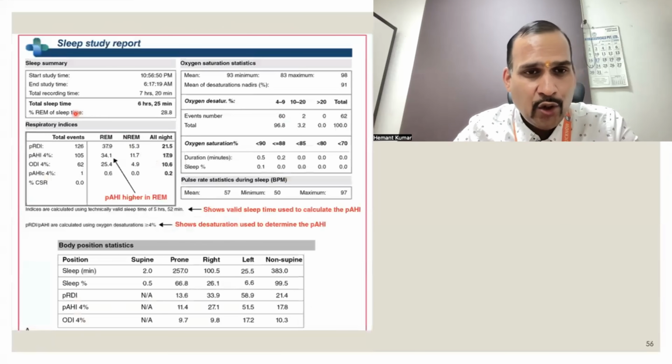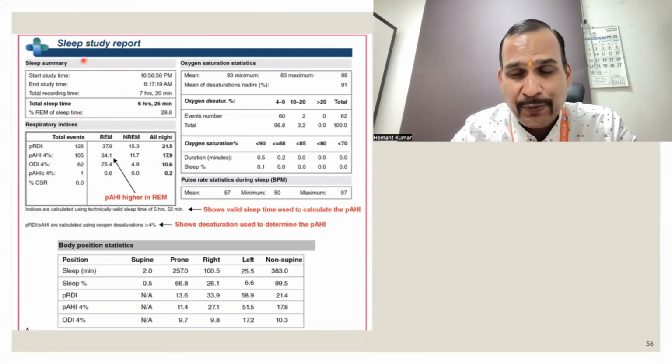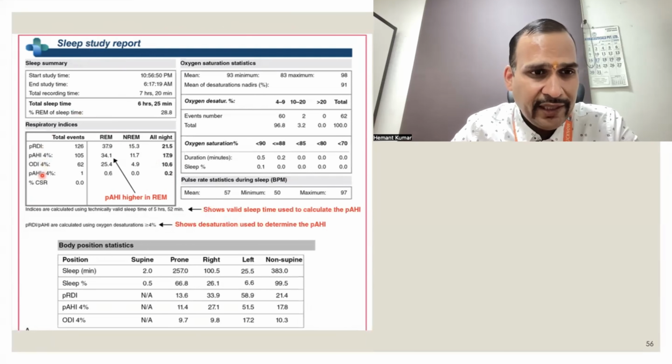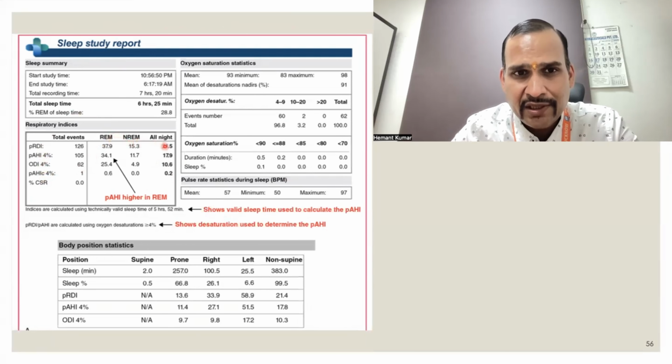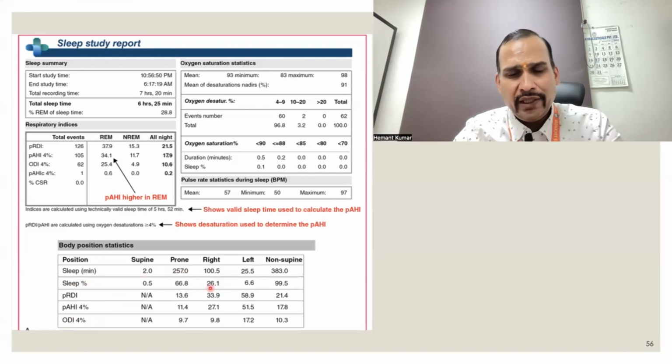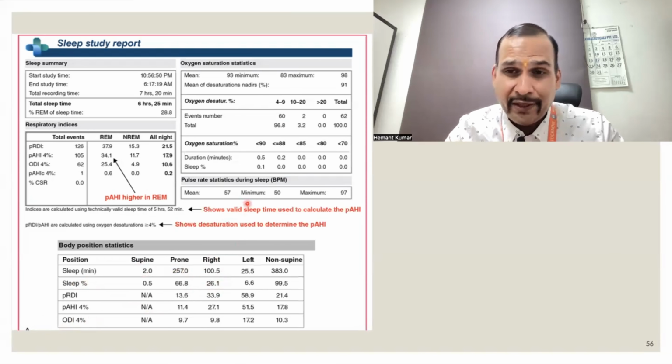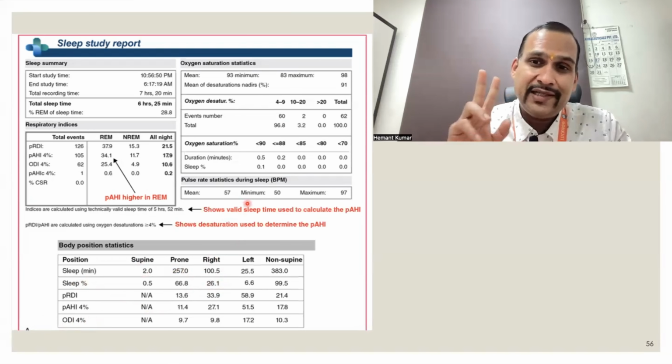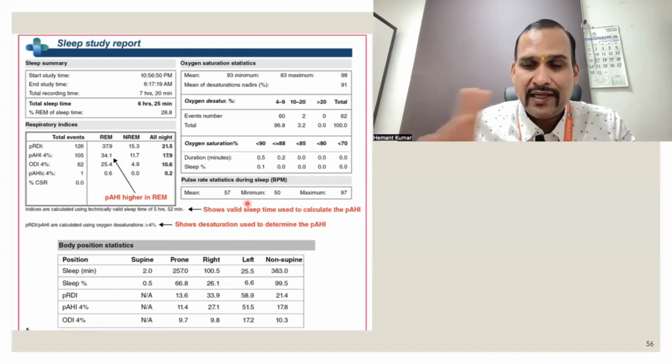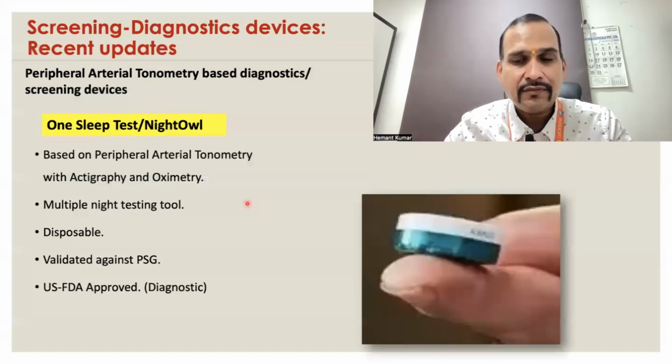Okay. So this is how we can give a report with WatchPAT with actigraphy. It will tell AHI in REM sleep and in non-REM sleep. This is total. It will tell about oxygen desaturation. It will tell about how much the patient went in supine position, prone position, right position, and what the AHI was. So it can give a complete report of a sleep study if you combine these two devices, WatchPAT and actigraphy, right?